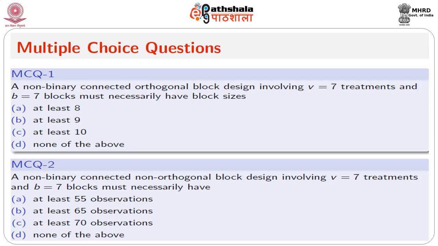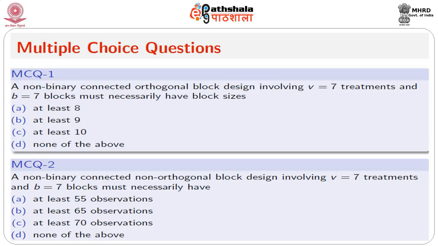The next one is a non-binary connected non-orthogonal block design involving V equal to 7 treatments and B equal to 7 blocks must necessarily have, and the options are: at least 55 observations, at least 65 observations, at least 75 observations, or 70 observations, and the final one is none of the above.